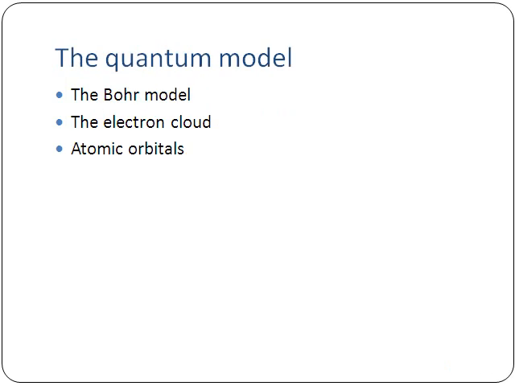So first thing we're going to talk about is the quantum model. Now, the traditional way that most elementary science classes tend to present it is the idea that you have a nucleus and you have electrons which orbit around that nucleus, like planets around the sun. This way of looking at things is called the Bohr Model, named after a man by the name of Niels Bohr.